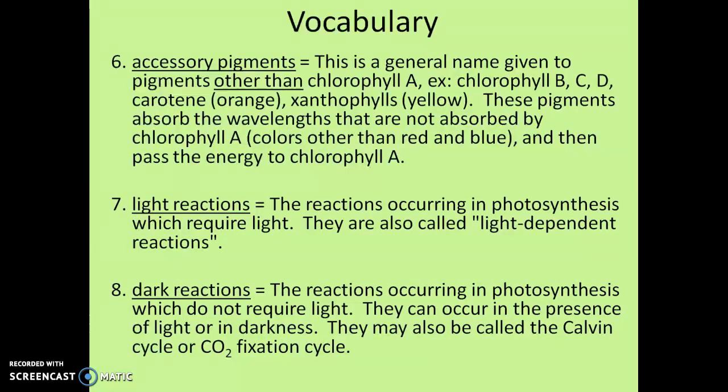Accessory pigments are pigments other than chlorophyll, and our main chlorophyll is chlorophyll A. So there are different types of chlorophyll. Chlorophyll A is our main one. So anything else besides chlorophyll A that absorbs sunlight is an accessory pigment. So that'd be chlorophyll B, C, and D, carotene, which you've heard of before, xanthophyll, anything like that.